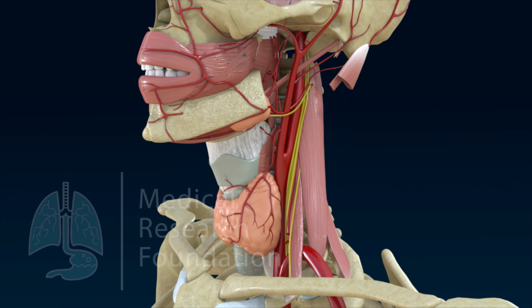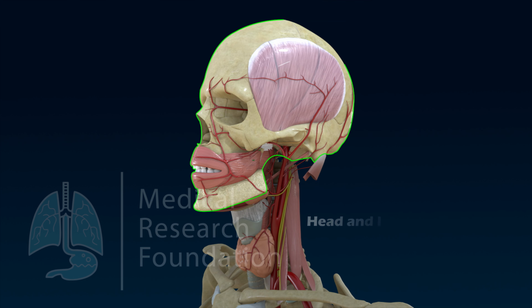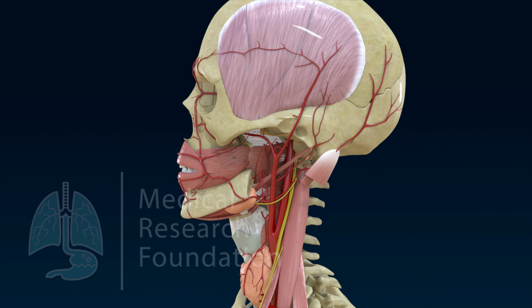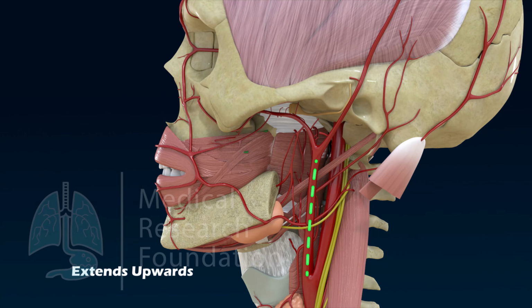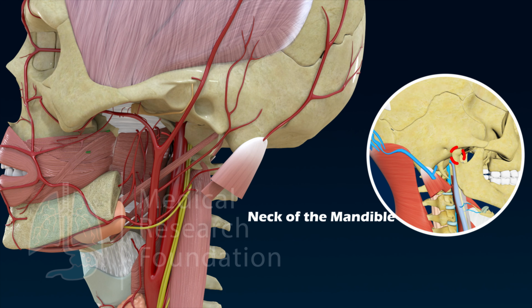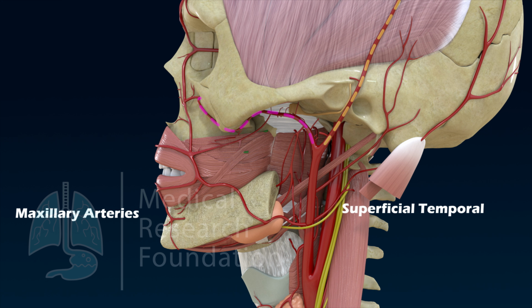External carotid artery: it is one of the two terminal branches of the common carotid artery and supplies the structures external to the head and in front of the neck. Course and relations: the external carotid artery extends upwards from the level of the upper border of the lamina of the thyroid cartilage to a point behind the neck of the mandible, where it terminates in the substance of the parotid gland by dividing into the superficial temporal and maxillary arteries.